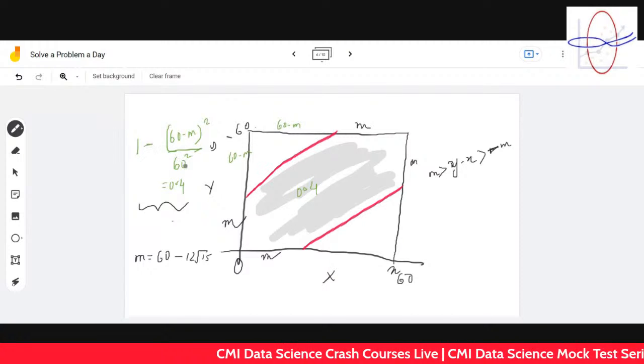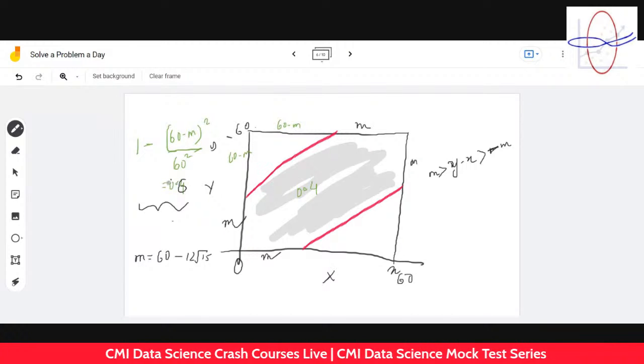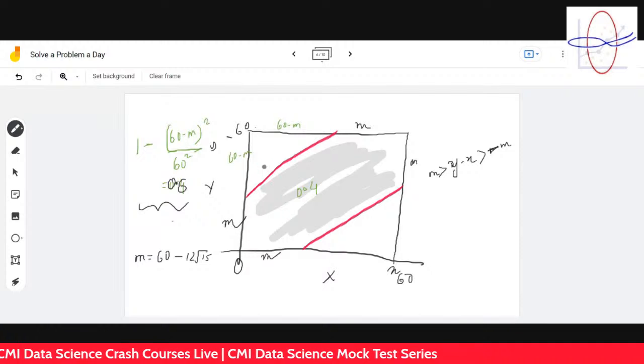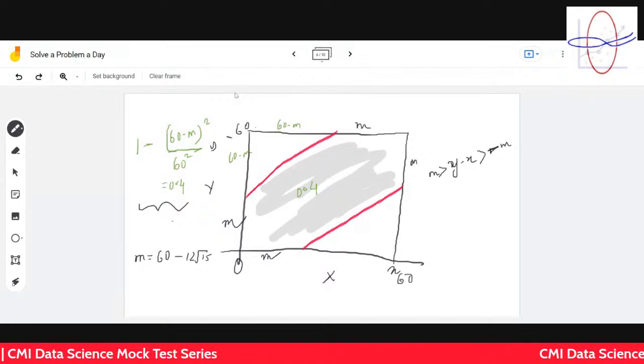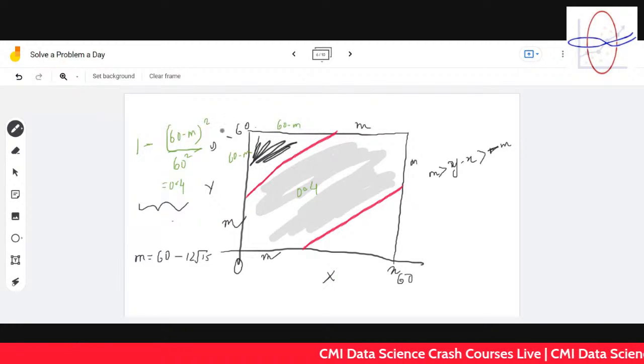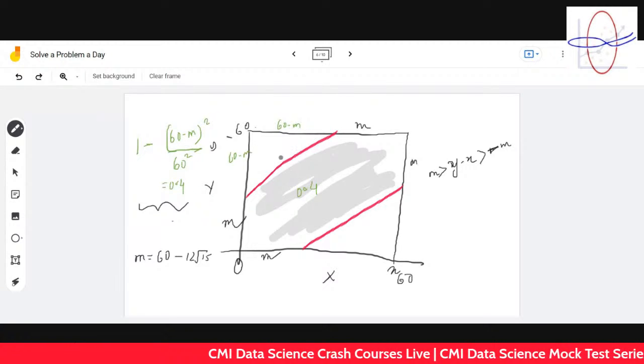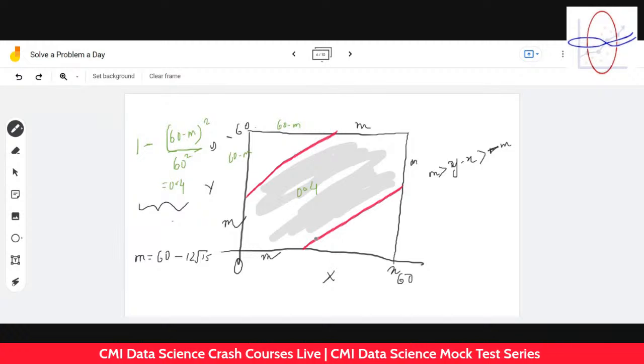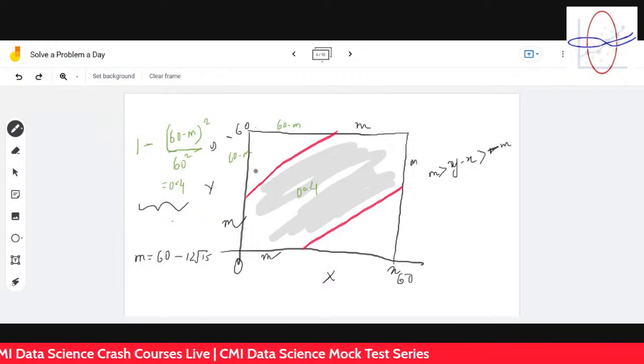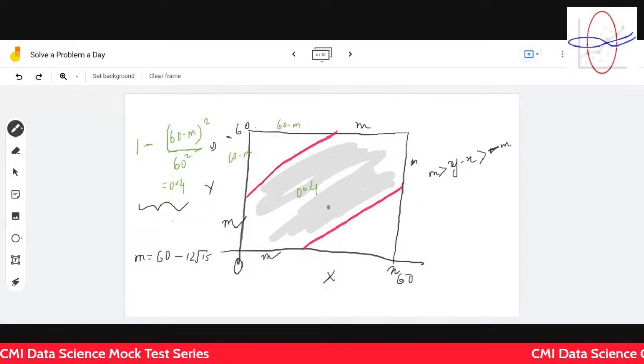So how did I get this? I think it will be 0.6. Yes, it is 0.4. So 1 minus, this is the probability of lying in this region, the green one. The (60 minus m) whole square by 60 square is the probability of lying in this region. So we are calculating the probability of lying in this region, so 1 minus that is equal to 0.4.